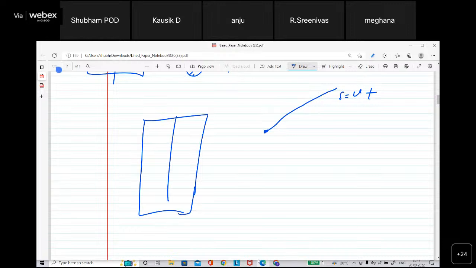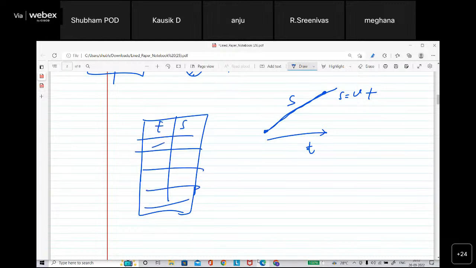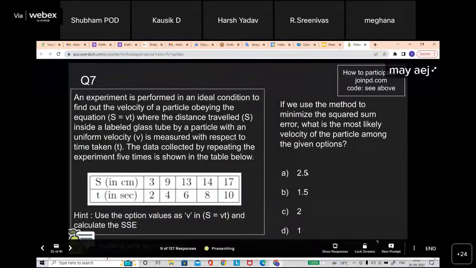suppose here is the particle and this distance is traveled in time t. Suppose the velocity of this particle is something we don't know, but in that time the distance is noted here. Time and distance are noted here. So that data is collected. Now the options are as V changes. Here are the options.